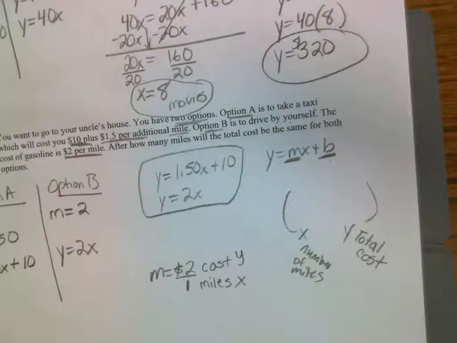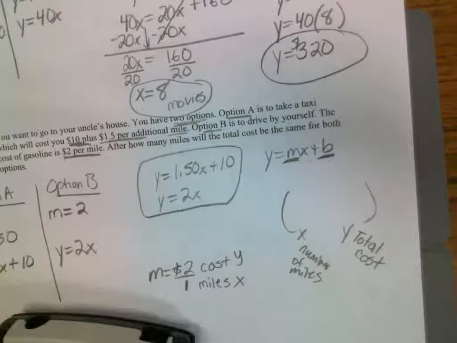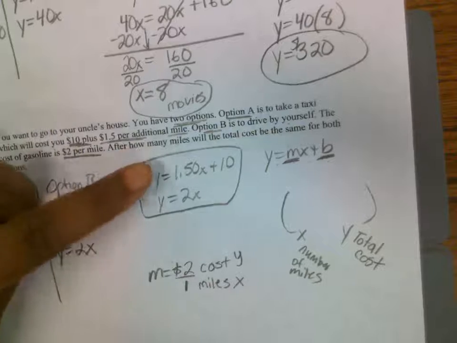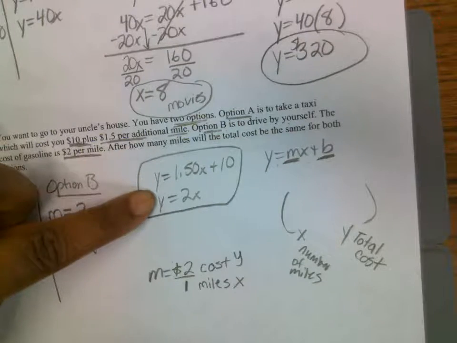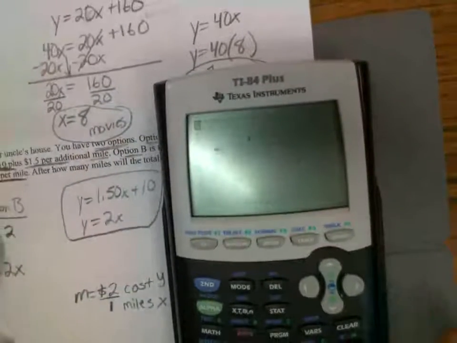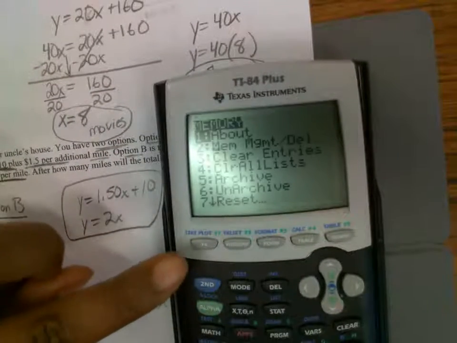So in order to figure out where they cross, we're going to use the graphing calculator. With the graphing calculator, I'm going to type both of these equations in. So I'm going to clear my calculator, 2nd plus 7, 1, 2.